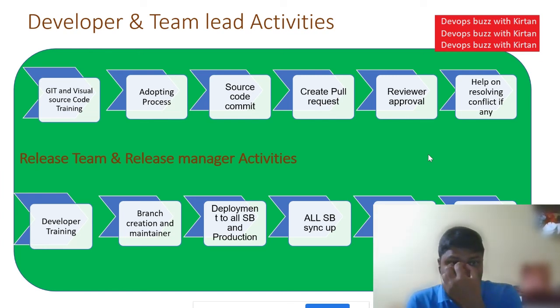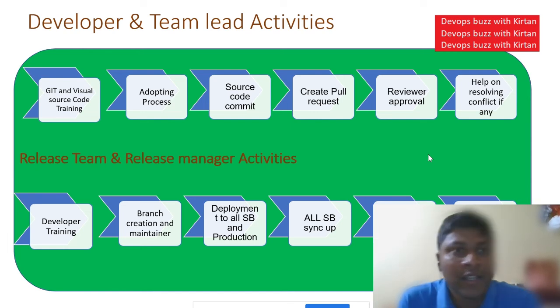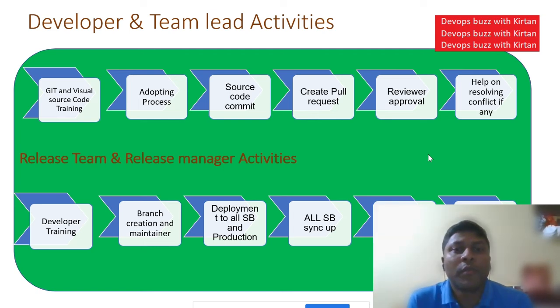So one is Git and Visual Studio Code training. We need to provide it to the developer, adapting the process, source code commit, how they will use Git and how they will commit the code. And then create a pull request. We need to teach them how to create a pull request, review approvers, and help with resolving conflicts, if any. So this will be the major task for the developer.